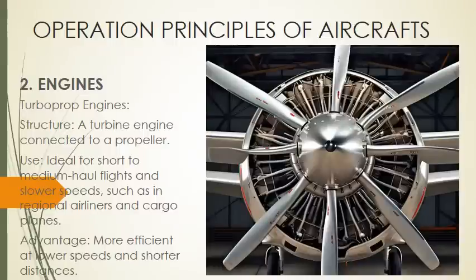The turboprop engines. The structure: a turbine engine connected to a propeller. There's a turbine engine and there's a propeller in front. The use is ideal for short to medium haul flights and slower speeds, such as in regional airliners and cargo planes. It's more efficient at lower speeds and at shorter distances. In short, there's a big propeller in front and a turbine engine connected to it.